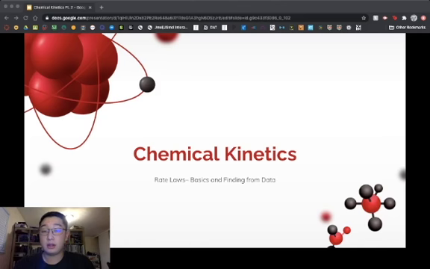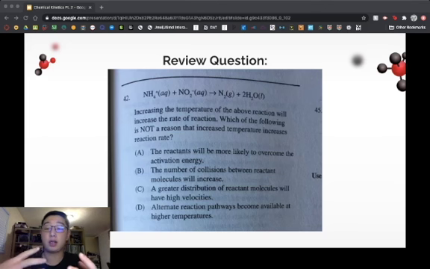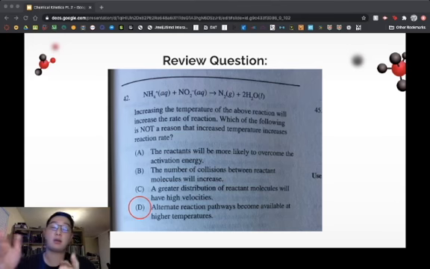Alright, so I want to start with a review question. Go ahead and read that and pause it and answer it before continuing on. Yeah, so the answer here is D. Alternate reaction pathways become available at higher temperatures. That doesn't happen. This is a question from a practice AP test, if you guys were wondering.